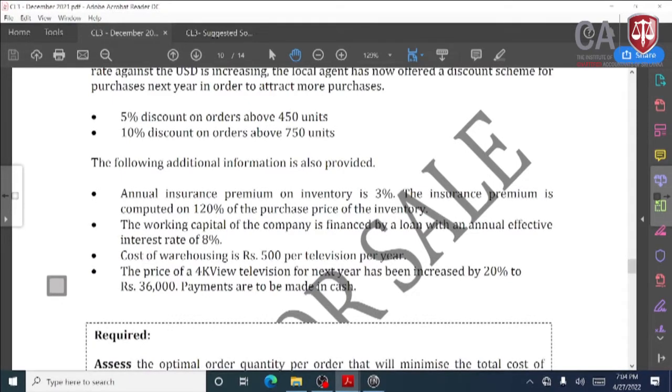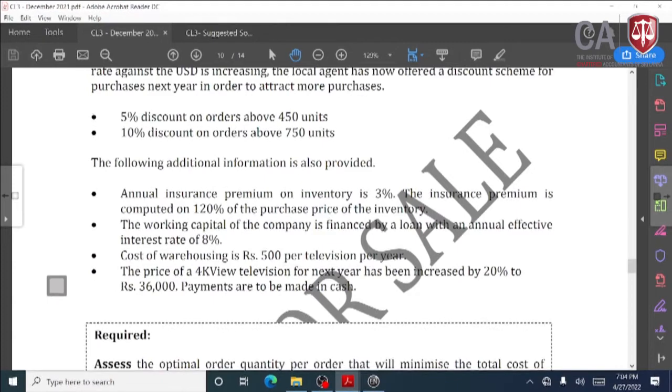The working capital of the company is financed by a loan with an annual effective interest rate of 8%. That means if you purchase the material, you have to finance the purchase through the working capital. Then you have to pay the interest. It is 8% working capital. Right.